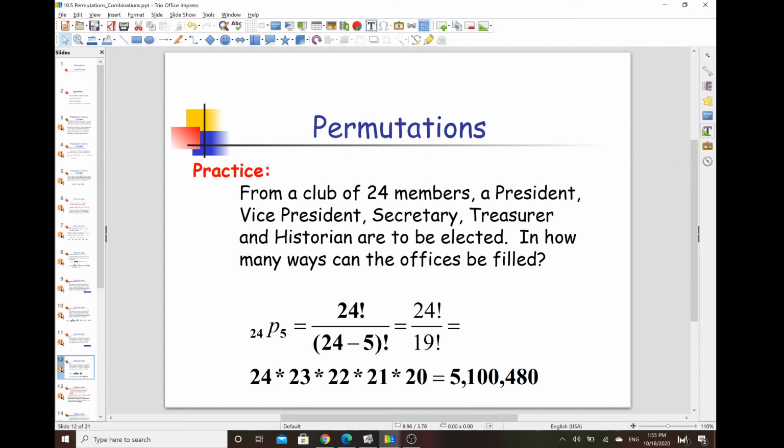So 24 pick 5. So 24 factorial divided by 24 minus 5, quantity factorial. So 24 factorial over 19 factorial. So it's 24 times 23 times 22 times 21 times 20, which is 5,100,480 different ways to select those members.